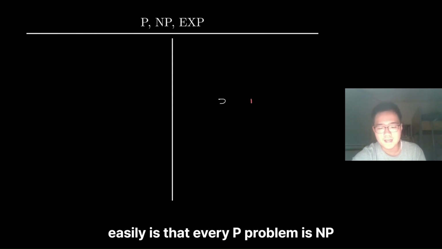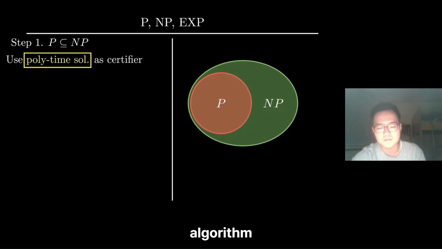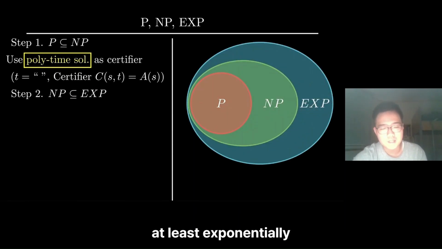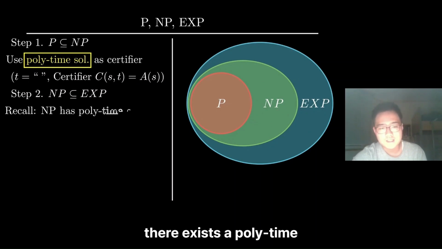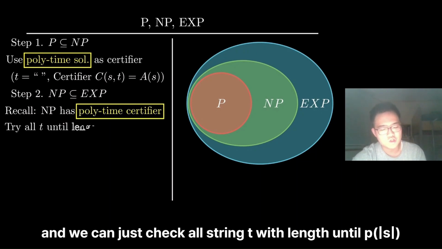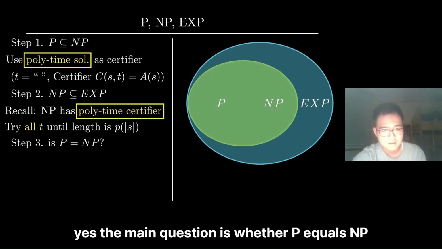One thing we can notice easily is that every P problem is in NP, since we can set the certifier to be the solving algorithm. Another thing is that every NP problem can be solved in at least exponential time, since there exists a polytime certifier for the problem, and we can just check all strings t with length up to p(|s|). If any of those returns yes, then we return yes. The main question is whether P equals NP.